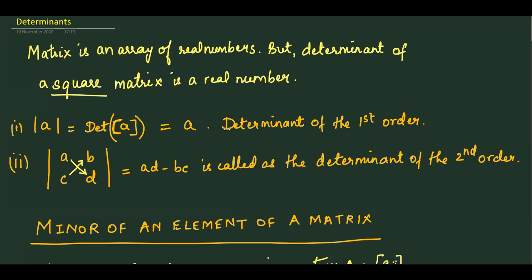Okay. So the determinant of a matrix of order 1 by 1, that is only one element, is the number itself. Now, the determinant of a square matrix of order 2, A, B, C, D, is AD minus BC. So this is what we did yesterday.